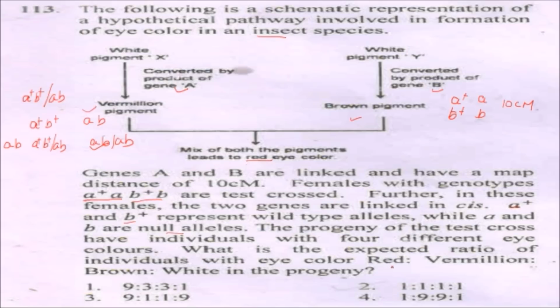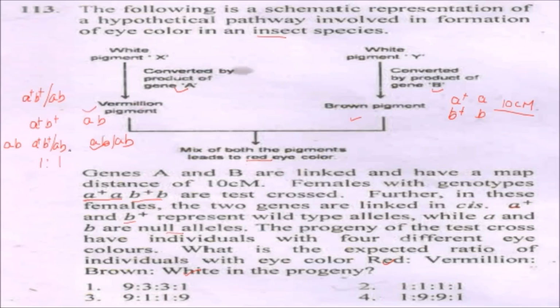But here we have to find out the expected ratio for all the four. And next, it is given that the distance is 10 centimorgan, sorry, I was saying centimeter. So here we have the red eye and white eye ratio as 1:1. One will have the red eye and one will have the wild eye, and in between this, which is forming due to the presence of A and B genes.